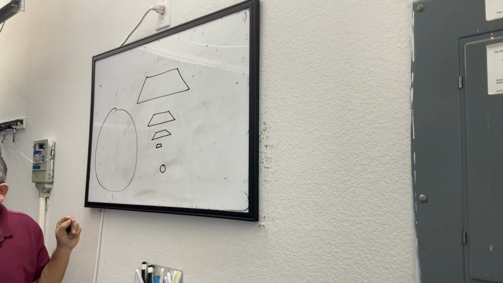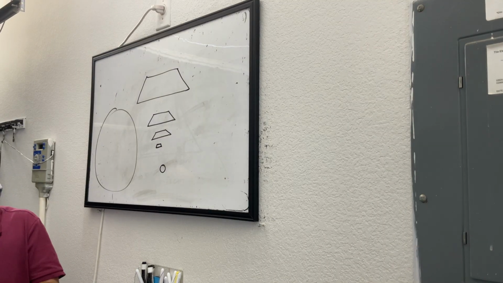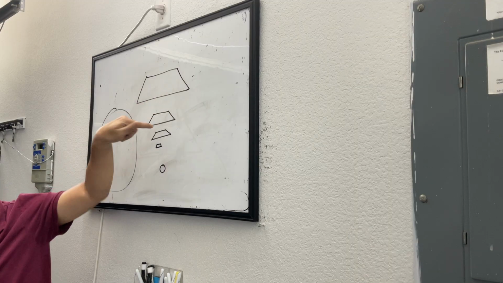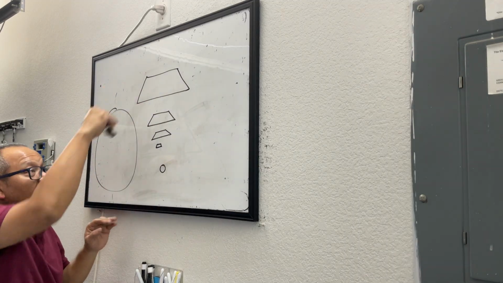So, we found out the perimeter, meaning the outer boundary of it. Now we are trying to find out the area of this.